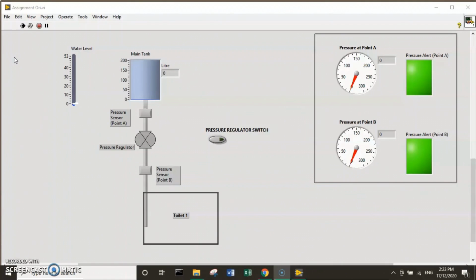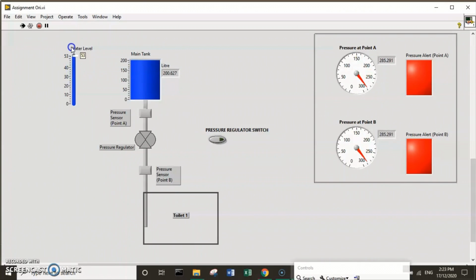Firstly, we set the main tank at full capacity, approximately 200 liters, and the pressure reading at both sensors before the water pressure regulator is turned on is 285.291 psi, and the pressure alert LED at both meters turns red. Based on our research, the optimal pressure of water flowing through a pipe is between 30 psi and 80 psi. Hence, the pressure in this pipe is very high compared to the optimal level.